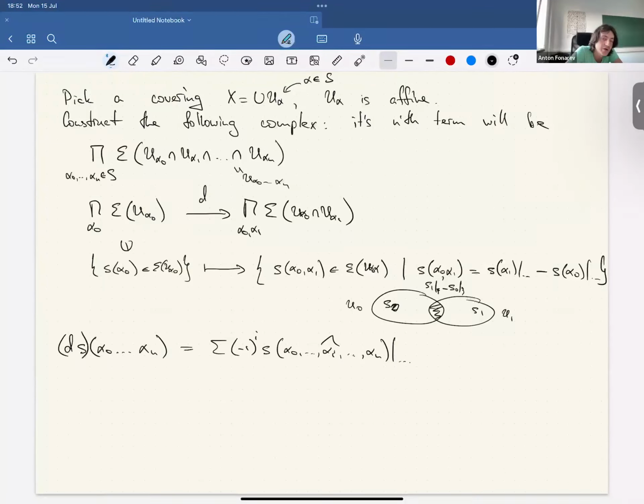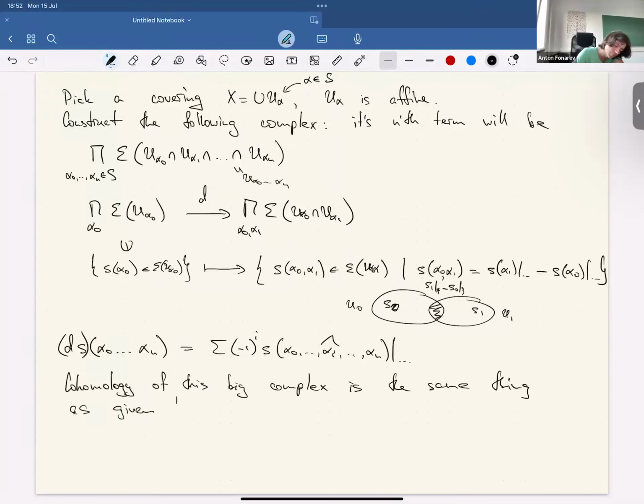Remark that this is a pretty big complex because, for an arbitrary set of elements, I can still take the intersection. And it can be very big. I can intersect alpha naught with itself enormously many times. But the important thing is that the cohomology of this big complex is the same thing as given by the previous construction. This is quite fascinating.